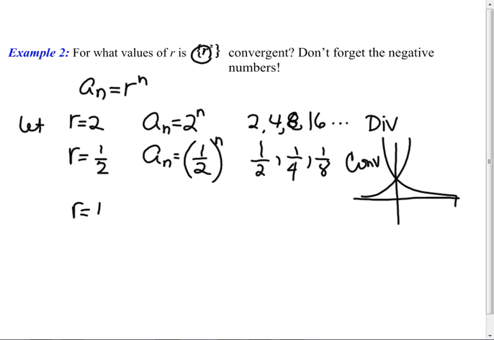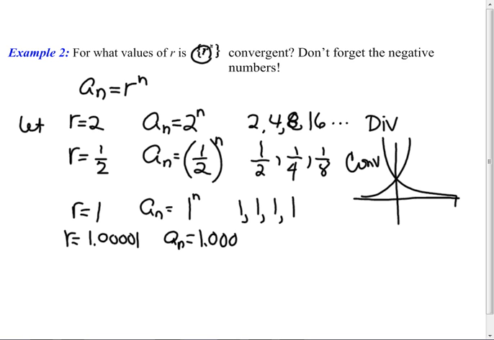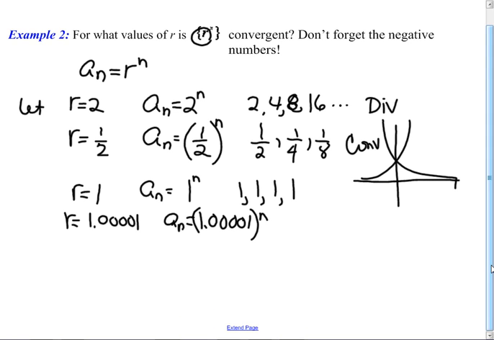So let's try 1. Okay, guys? Does it converge? Yes. This is 1, 1, 1, and 1. If you try r equal to 1.00001, then a sub n is 1.00001 to the nth power. Is that going to go off to infinity, or is that going to go to 0? It's going to go to infinity. Anything, 1, it stays stuck.